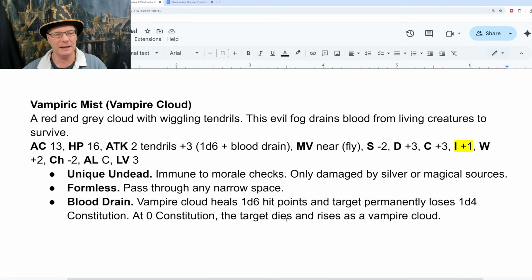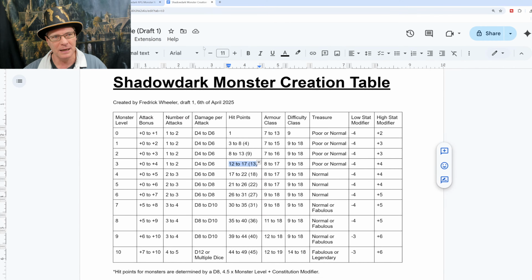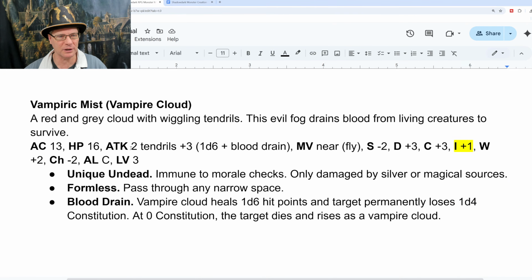Not hard to do. Okay, now attacks. How do we figure out our attacks? Again, we go back to that table I was showing you, and it shows you monster level at 3, and the number of attacks we should get is between 1 and 2. Okay, so I decided because you get between 1 and 2 attacks, we're going to have 2 tendril attacks, and there's also a blood drain feature, which, to a large extent, you might say is a bit much in terms of overkill, but it's a Vampiric Mist. I think it kind of needs to have that level of scariness, so that's why I've allowed this.